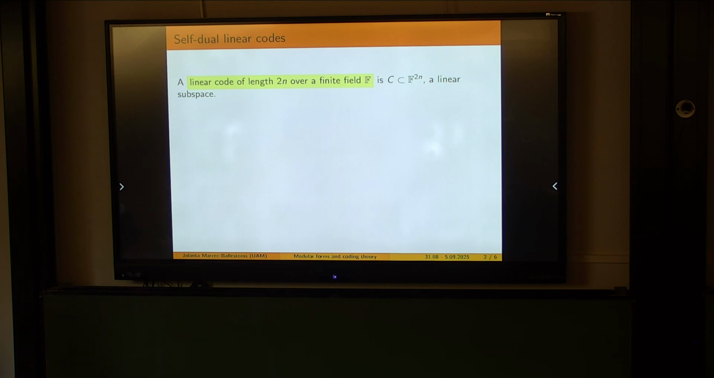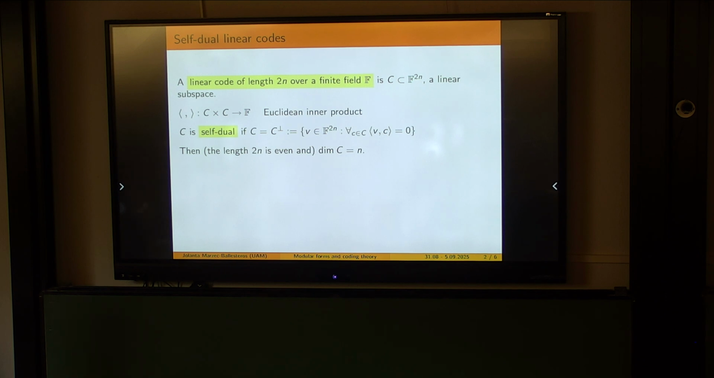Yeah, so first of all, a code is just a linear code of length 2n over a finite field F, is just a subspace of F to the 2n. We can equip this space with a Euclidean inner product, and we will be assuming that our code is self-dual with respect to this inner product. Then one can prove that the length of the code is necessarily even and the dimension is half of the length.